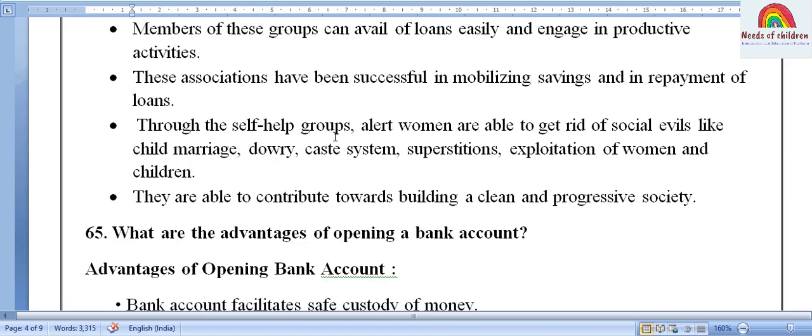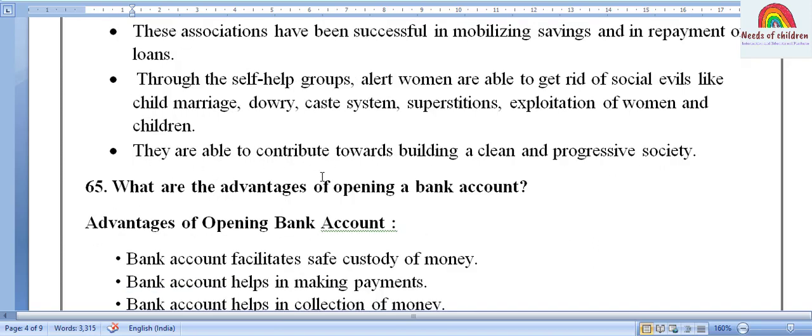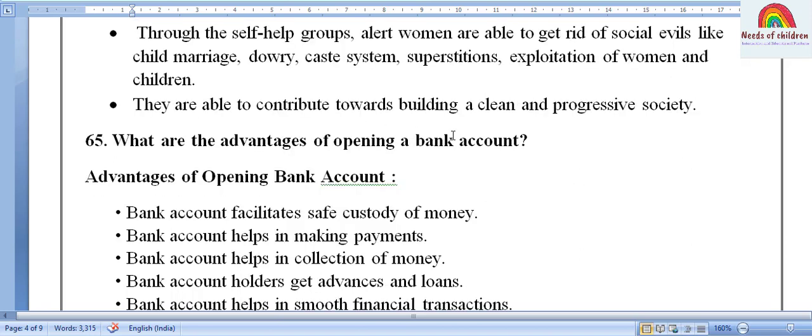Through the self-help groups, alert women are able to get rid of social evils like child marriage, dowry, caste system, superstitions, exploitation of women and children. They are able to contribute towards building a clean and progressive society. So these are the points. So let's move on to next question.